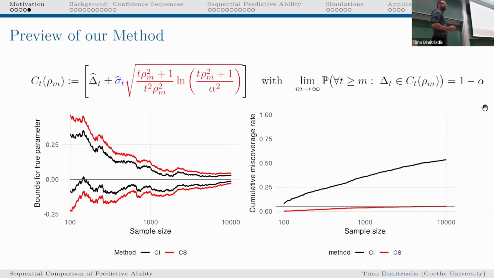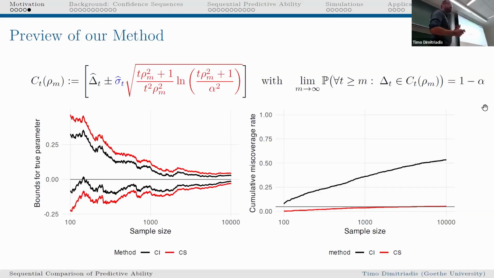So here's a preview of our method. I already showed you the black Diebold-Mariano confidence interval. Now our confidence sequence is a bit wider. That's the red one. And what you see is that the cumulative miscoverage rate stays below 5%. Now, how does it look?